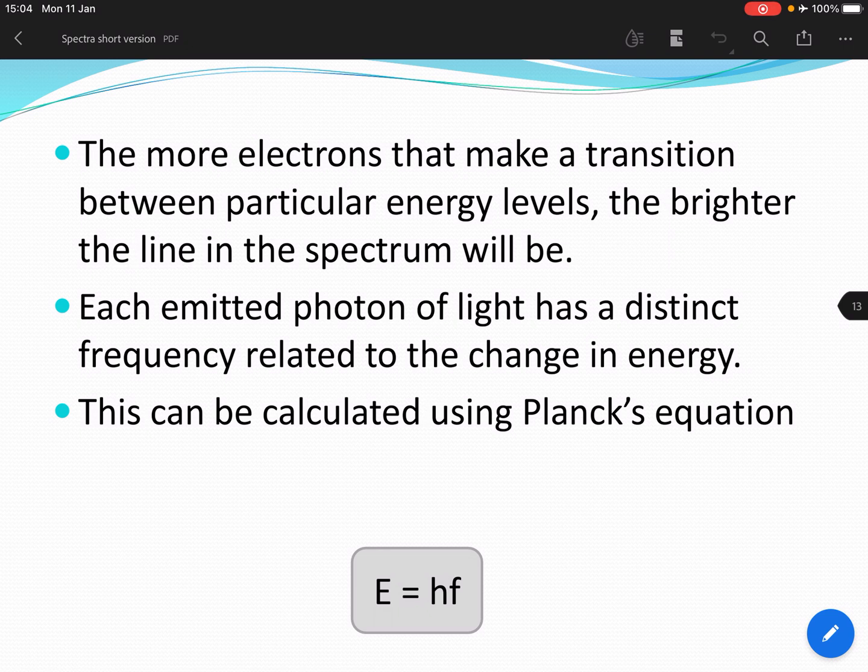And we can work that out using the Planck equation that we did when we did the photoelectric effect. So E equals hf, where E is the energy in joules, h is Planck's constant, which is 6.63 times 10 to the minus 34 joules per second, I think. And frequency is obviously in hertz.